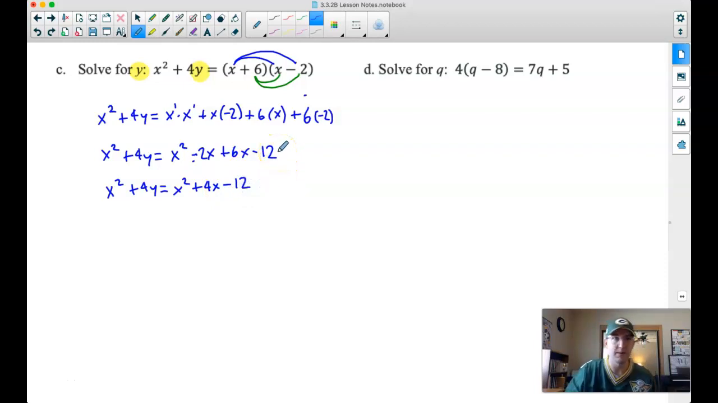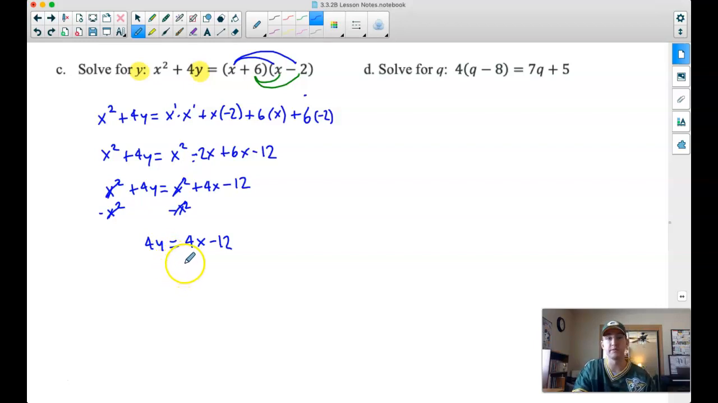Now let's try to get that y by itself. We can finally start solving for y. So first, let's move this x squared term on the left-hand side to the right. So let's subtract x squared from both sides. So that x squared term on the left and the right is going to cancel. So we're left with 4y is equal to 4x minus 12.